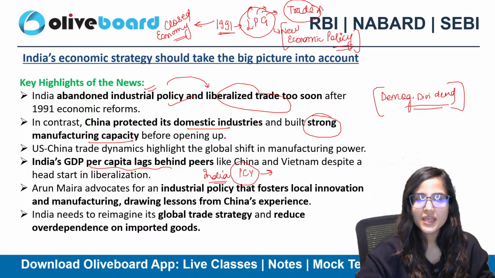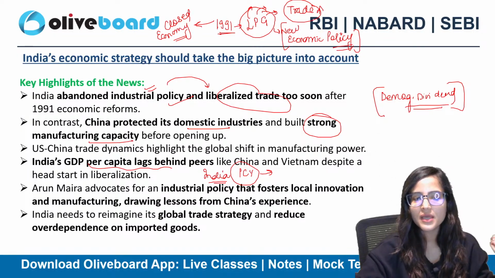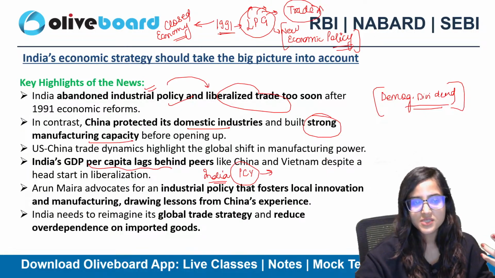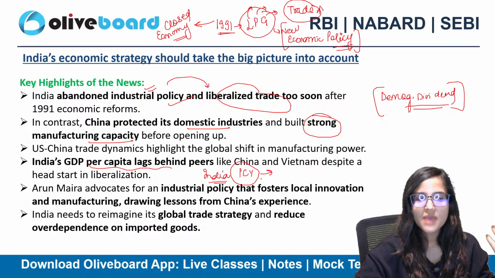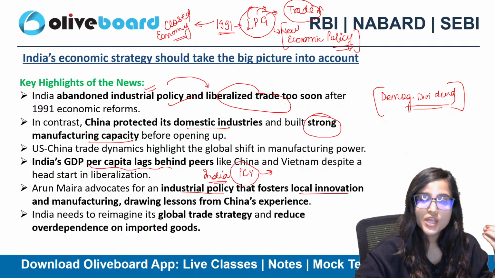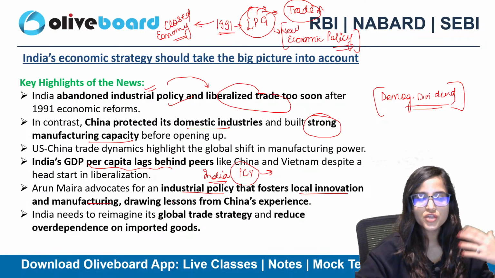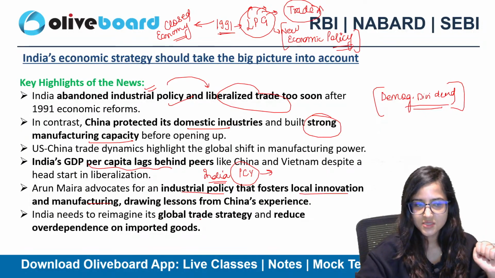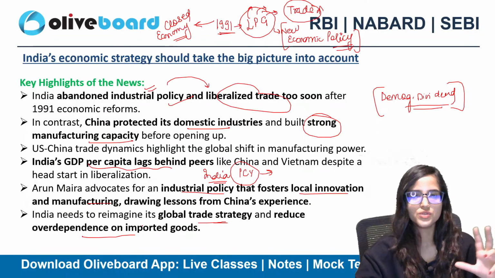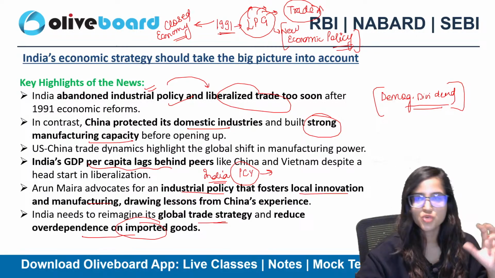Here too they are talking about the same thing, that our GDP per capita is lagging behind our peers. That is why this article emphasizes that we need to focus on industrial policy, fostering local innovation, local manufacturing, and we need to draw lessons from China's experience. That means India needs to reimagine its global trade strategy and reduce over-dependence on imported goods.